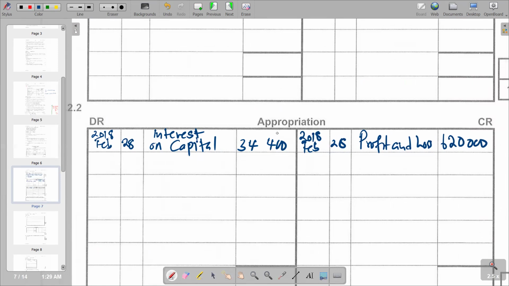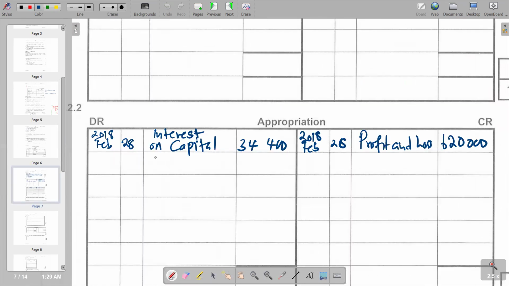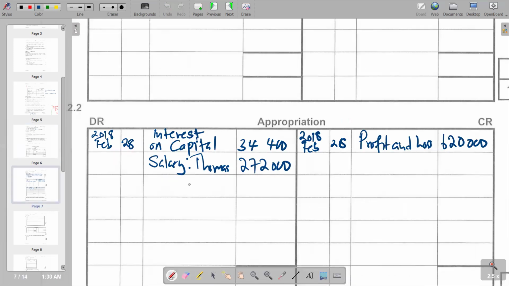And then we have got information about salary, whereby you got 272,000 for Thomas. So salary comes on the debit again. So we're going to say salary, Thomas, 272,000. And then we also have salary for Zondi of only 20,000 per month times 12 months per year. You get 240,000. So we come here now, we say Zondi, and we're saying 240,000. So basically that's what we have. And then from there, we have finished our operations.